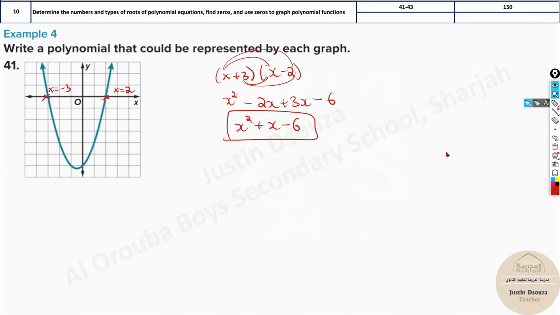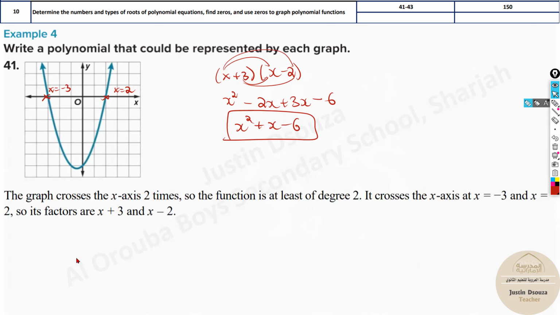So wait a minute. We have to write the other things as well. Let's see how many roots there are. 2 roots. There are 2 real roots. So the degree must be at least 2. This is important. If there are 2 solutions, the degree can be more than this, or at least 2, because there are 2 solutions.